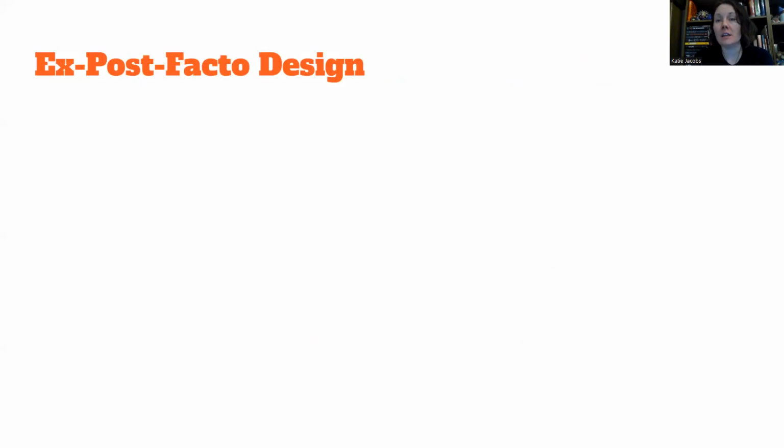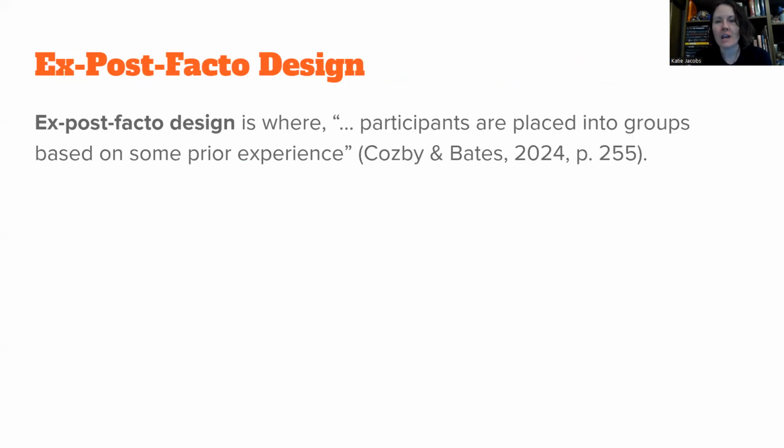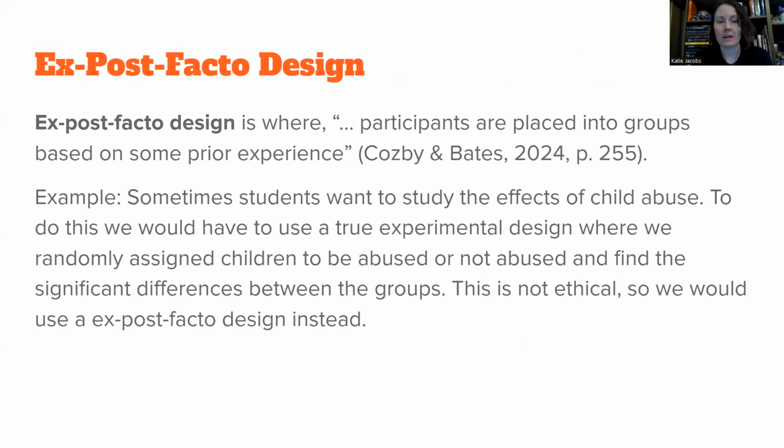There is another type of related design called the ex post facto design, or the after the effect design. And this is where participants are placed in groups based on some prior experience. So for example, sometimes students in this class want to study the effects of child abuse, right? To do that, we'd literally have to do a true experimental design. We'd have to have a sample of children. We'd have to randomly assign the children in the group to be abused or not abused during their life, and see if there's significant differences between the groups.